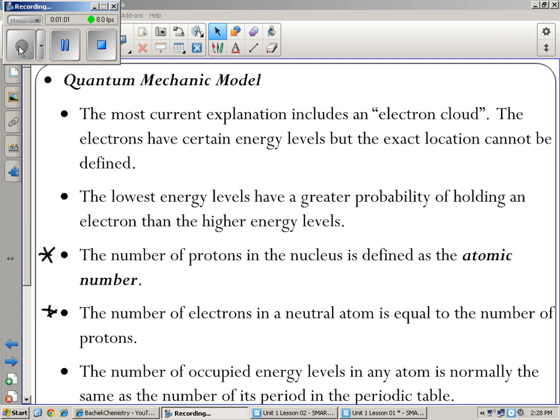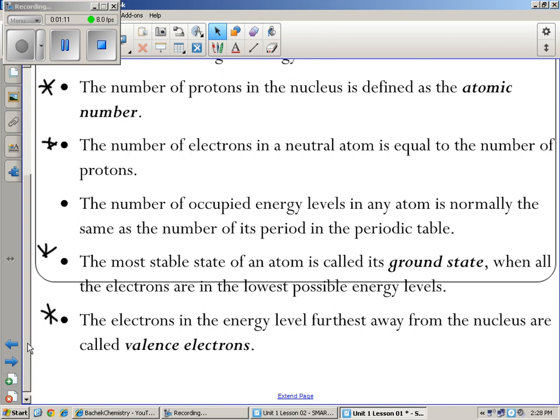The number of protons in the nucleus is defined as the atomic number. We'll talk about that in a little bit here. The number of electrons in neutral atoms is equal to the number of protons. So electrons and protons are equal if it's neutral. And we're going to skip that one for right now.